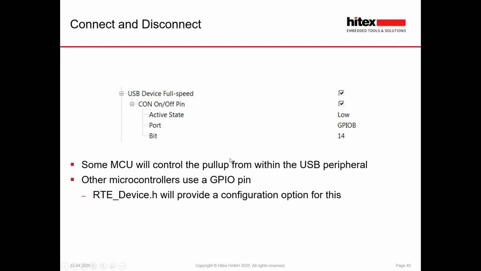Some microcontrollers will control the pull-up from within the USB peripheral. So there's what's called a soft connect. When we tell the peripheral it's connected, it will activate the pull-up pin. So depending on the device that you're using, you'll use a GPIO pin, or it will automatically be done within the USB peripheral.